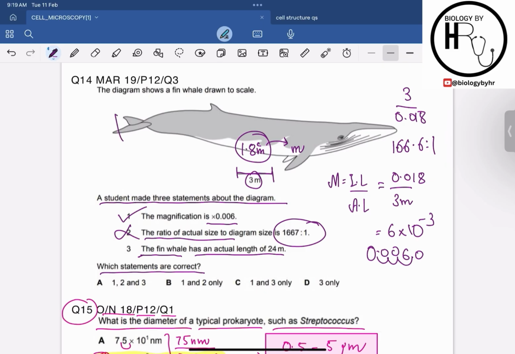Now we don't know whether they are talking about this whole length or this length. This is a little confusing here, right? So what we can do is use an elimination method to solve the question.